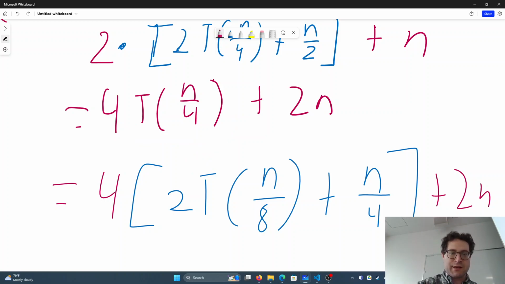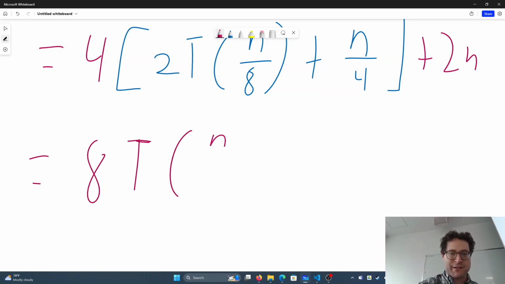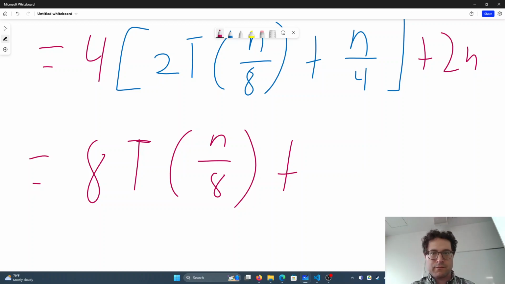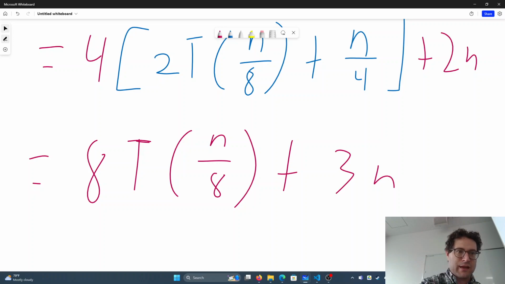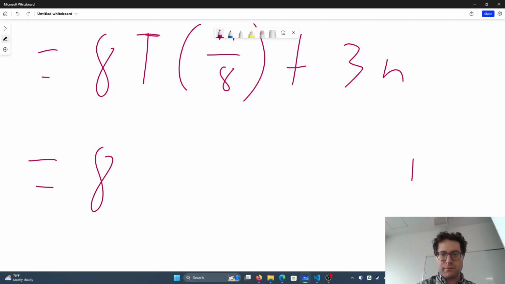Which, if we distribute this, if we do the math again, then we are going to say that is equal to 8T(n/8) operations, plus n over 4, so this would be 3n. Okay, so now I guess the next step, we have 2 more steps to do. The first is what it would be plus 3n.